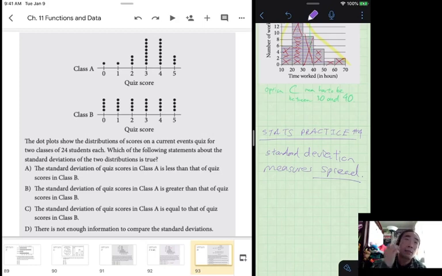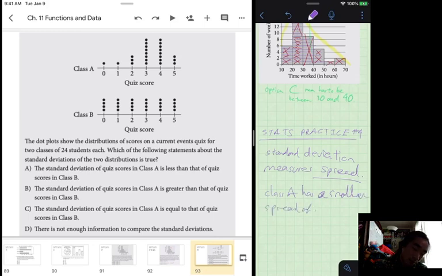And the sentence that matches that is in option A. The standard deviation, otherwise known as the spread, of quiz scores in A is less than the spread in class B. Class A has a smaller spread of its data. A. Right?